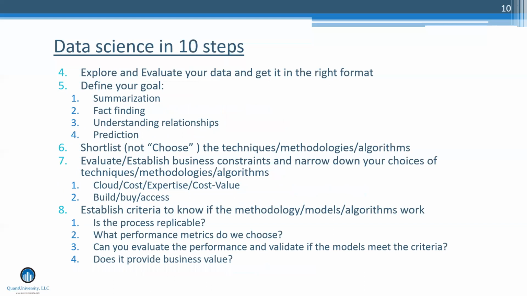Going beyond, the fourth step is actually very key. I'm not going to talk a lot about it in this segment, but if you have the data set which you're going to be using to build out your solution, you need to explore and understand what you have, and you need to get the data in the right formats. That goes through a lot of trial and error and also experimentation.